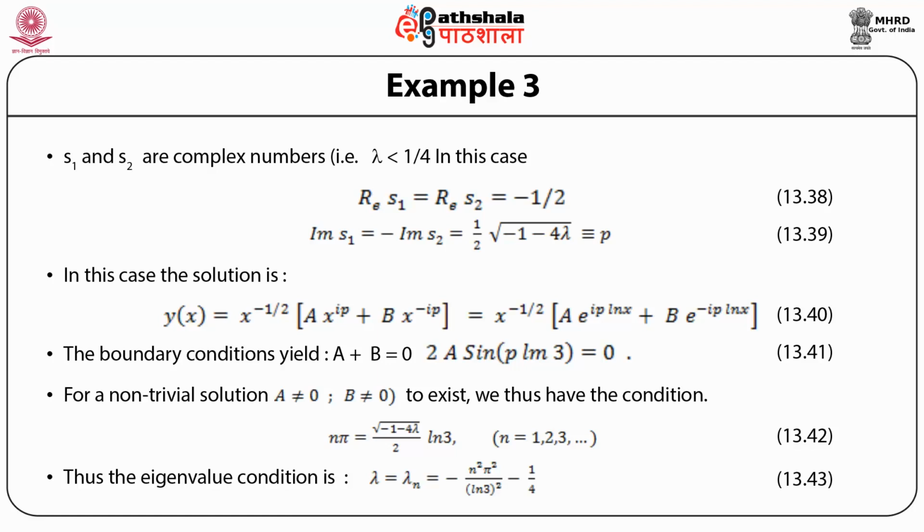So these are the eigenvalues, and for these eigenvalues, the solution exists. The eigenfunctions corresponding to the eigenvalues lambda n are y of x equal to 2a sine n pi x by 3. In fact, 2 can be absorbed in A. So the solution is y of x equal to A sine n pi x by 3.